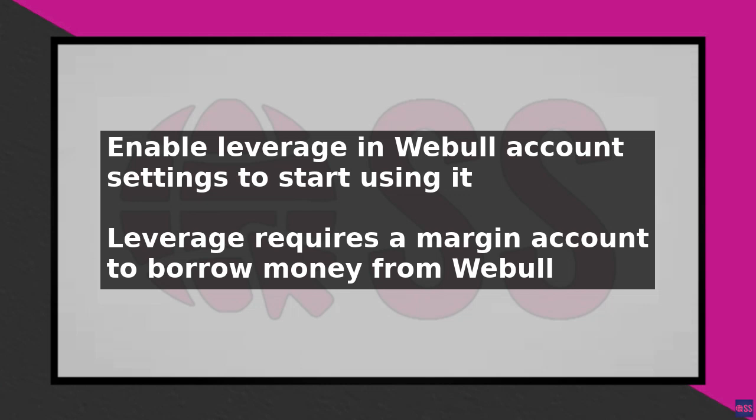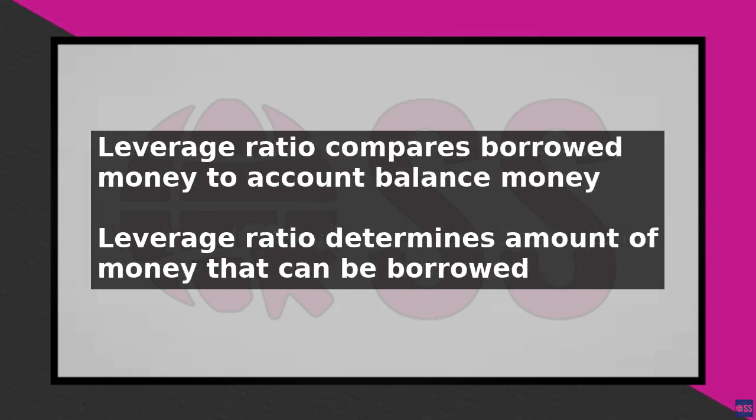Now, let's look at a practical example of how to use leverage on Webull. Suppose you have $1,000 in your account and you want to buy a stock that costs $100 per share. If you use a leverage ratio of 2 to 1, you can borrow $2,000 from Webull, giving you a total of $3,000 to invest. You can then buy 30 shares of the stock.